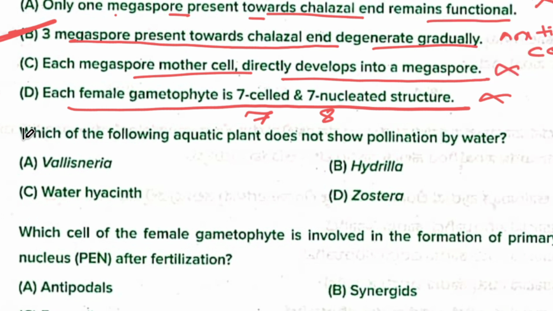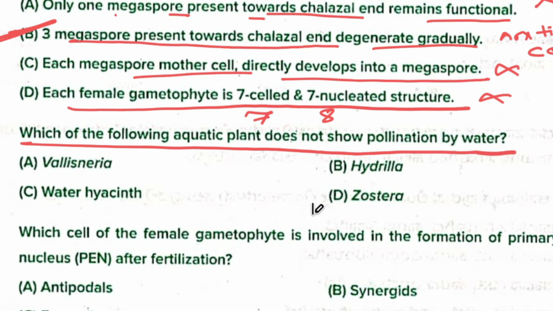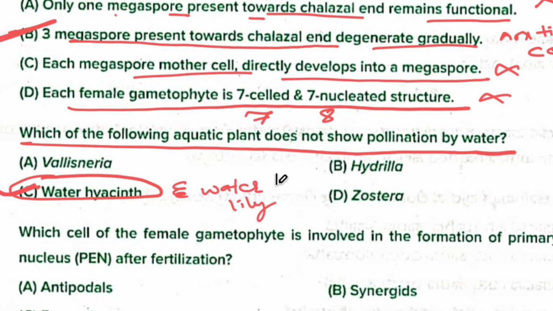Next question. Which of the following aquatic plants does not show pollination by water? Here, even though it is present in water, it will not take part in water pollination, but it will take insect pollination, that is water hyacinth. Water hyacinth and water lily, these two will take part in insect pollination even though they remain in water. So C is the right answer.